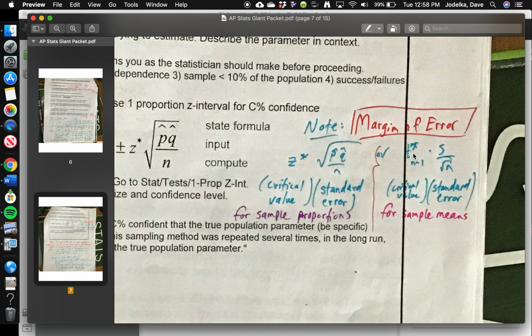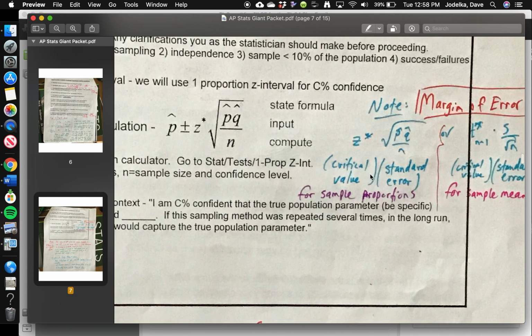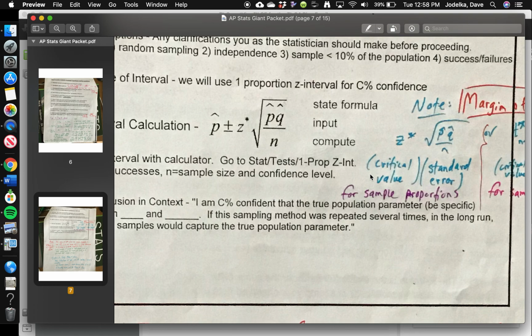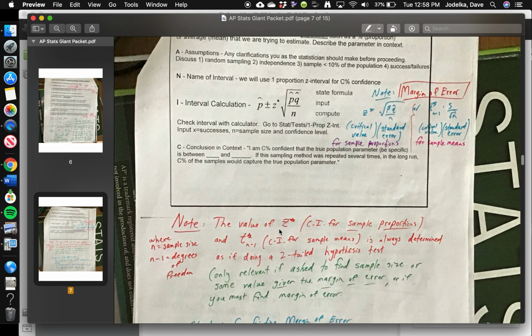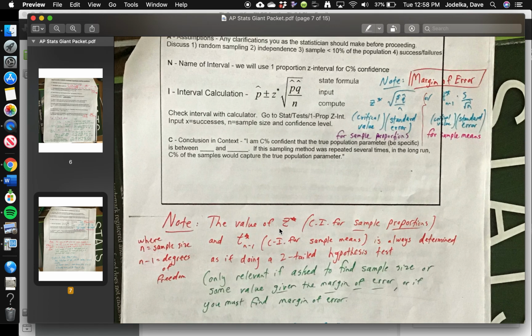If it's sample means, we use what's called t star. And the good news, if you're wondering what's z star or what's t star, a lot of times when you do these in a calculator, you really don't have to worry about it. So if you're dying to know, I talk about that down here. The only reason you'd have to know that is if they said, the margin of error for this problem is blank, find, let's say, the sample size.